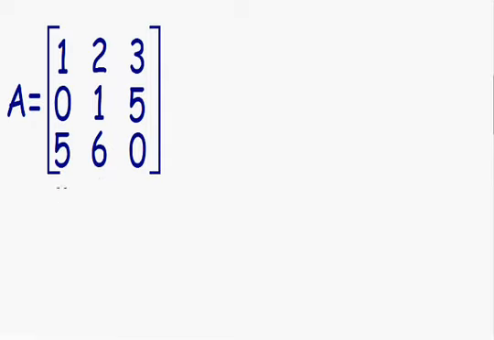So we'll start with this first column right here. I'm going to copy it and place it to the right of the matrix. So notice how I copied the numbers 1, 0, 5 and I placed them to the right side of the matrix. And now I'm going to do the same exact thing with the column 2. I'm going to copy it and place it to the right side of the matrix.